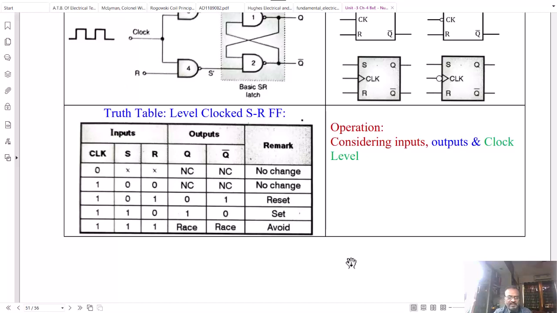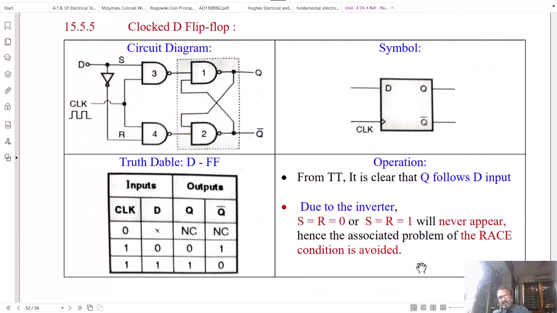Set and reset words are normally in reference to Q output. When we say that the specific input combination sets the flip-flop, it means it will set the output to logic 1 state. Same is for reset. When we say that flip-flop is in reset state, it means Q output of the flip-flop will be in reset state, means 0 state.